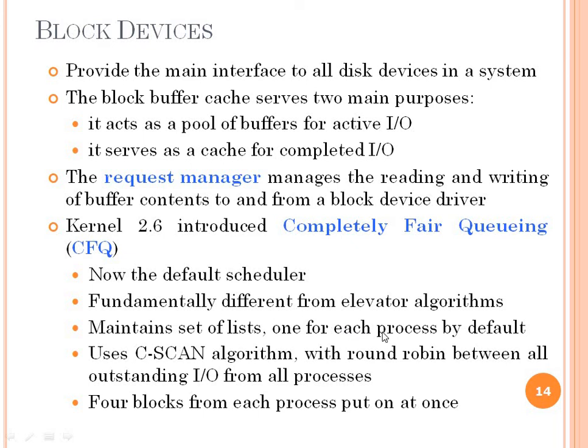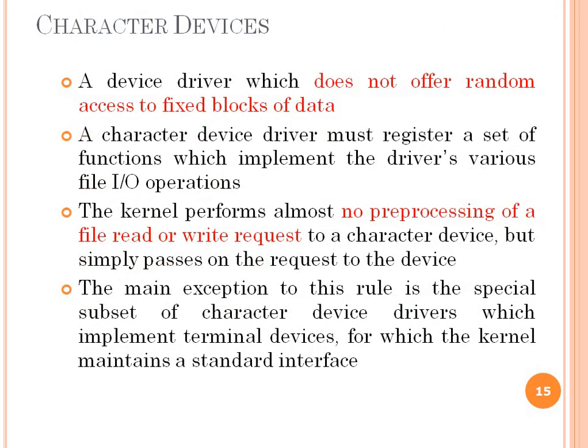In kernel 2.6, we have CFS, which is also called completely fair queuing or completely fair scheduling method, which is the default scheduler now, and is fundamentally different from the elevator algorithm, which is based on the C-SCAN algorithm. It maintains a set of lists, one for each process by default. It also uses a round robin nature of the sync, servicing the outstanding IO from all processes. So there is a good algorithm, the elevator algorithm, for disk access, and here 4 blocks from each process are put at once. So that is the size fixed for this CFS algorithm as a scheduling algorithm.